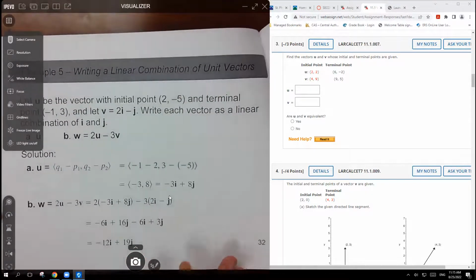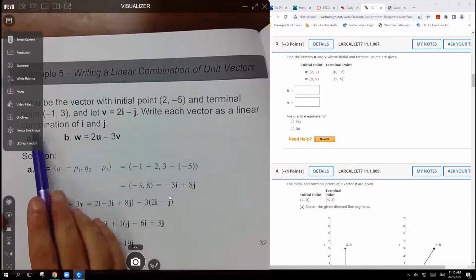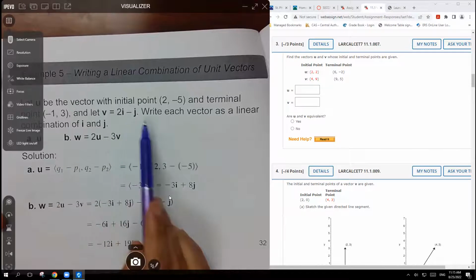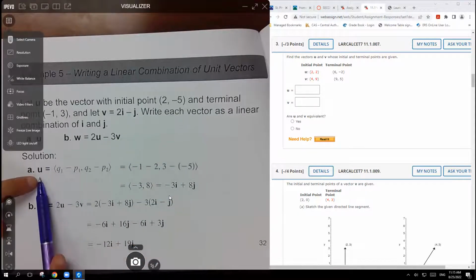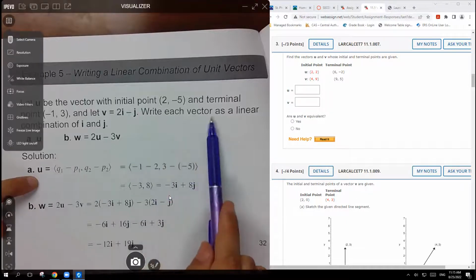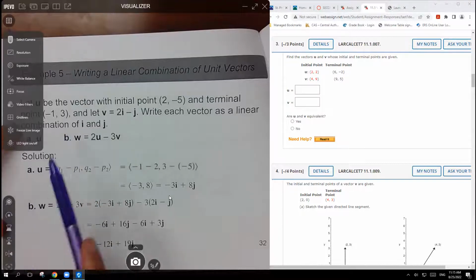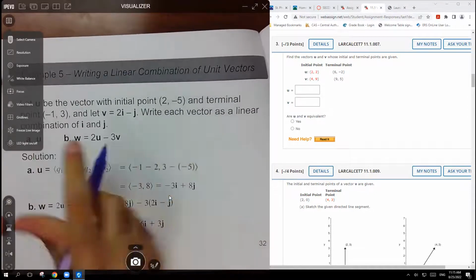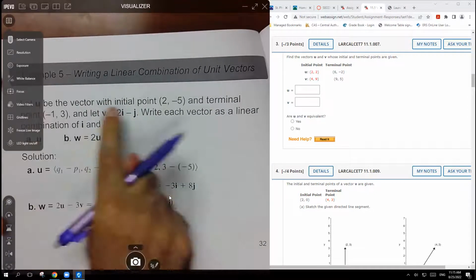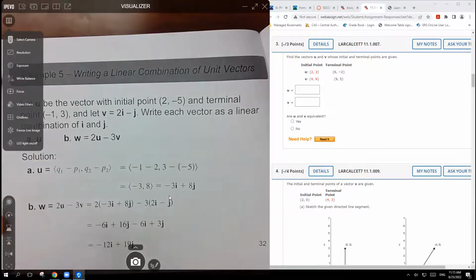Same thing here. Let U be a vector with initial point (2, -5) and a terminal point, and let V be defined in a simple way. They ask you to write each vector as a linear combination of i and j. So now you see U, we have 2 points: here's the initial point, and here's the terminal point. So the first thing we need is to find U as a vector.